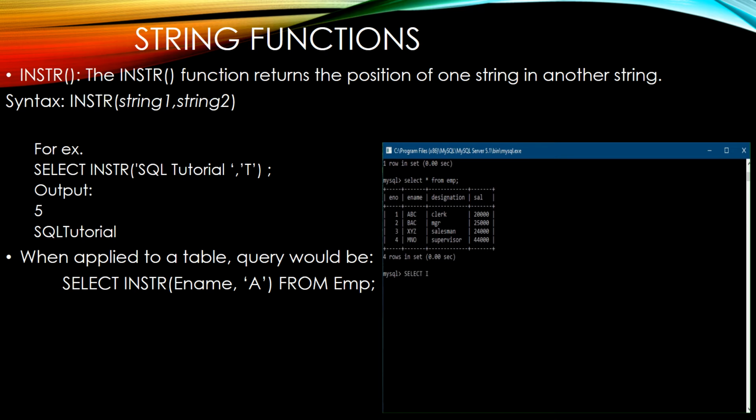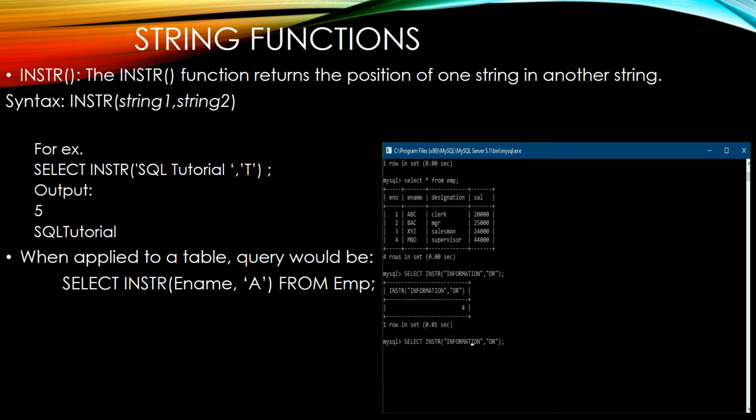Select instr, pass the first string. I am passing the string as information. Then the second string, which is to be searched in the first string, I want to check for OR. Now it is showing the output 4 as OR position in the information string is 4. So that is why it is returning 4.